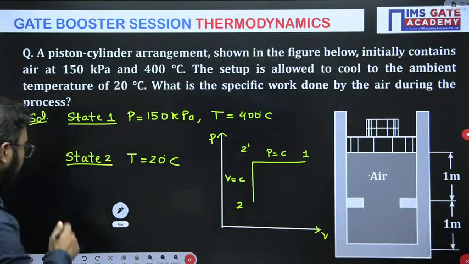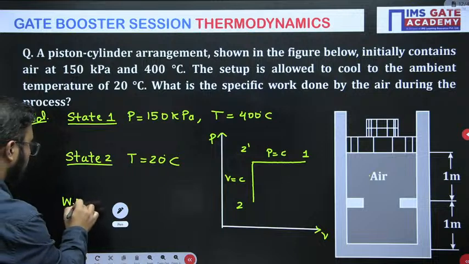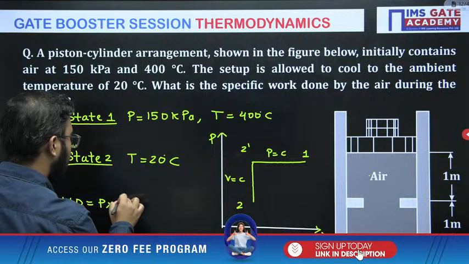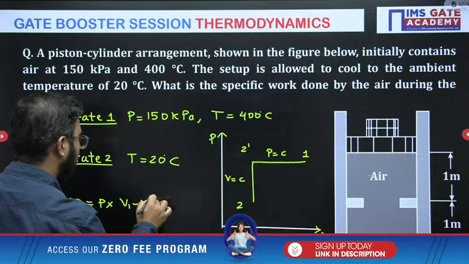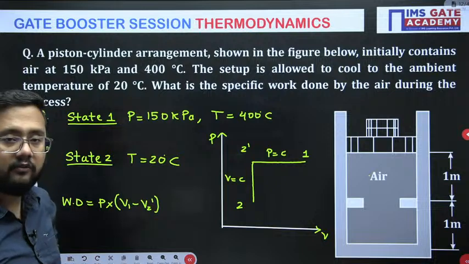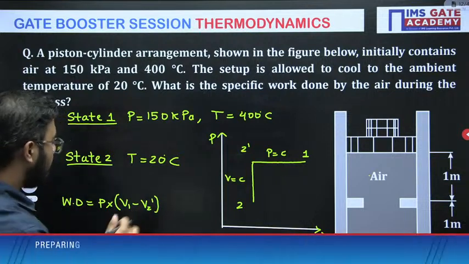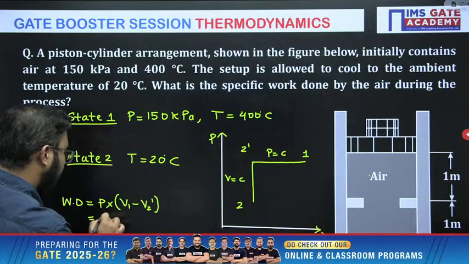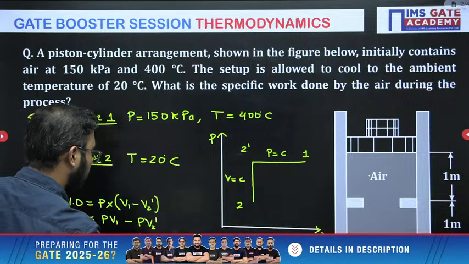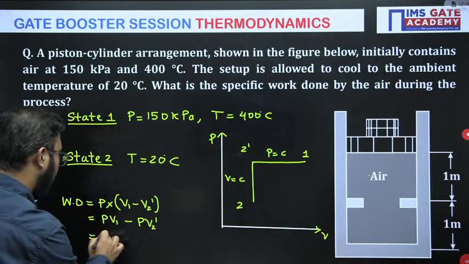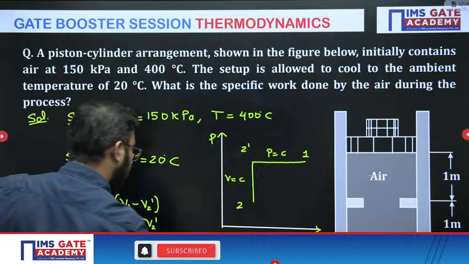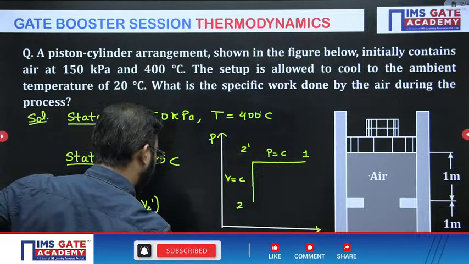Now to calculate the work done, what will you be writing? Pressure P multiplied by change in volume. So initially volume was V1, now volume is V2 dash. Like this you will be getting the answer. Now how to calculate the volume? Volume is not given here. So what we can do, instead of writing P V1 and P V2 dash, you can write R T1 and R T2 dash. So basically R times T1 minus T2 dash.